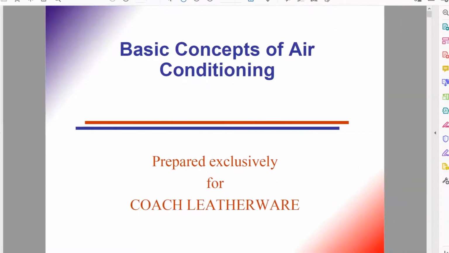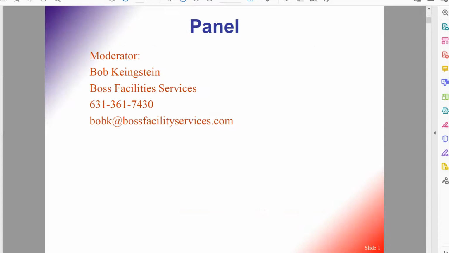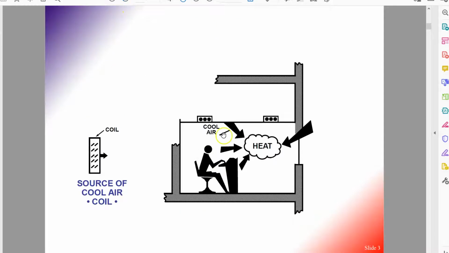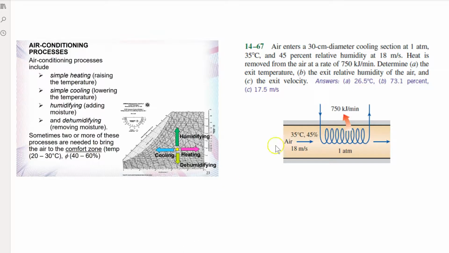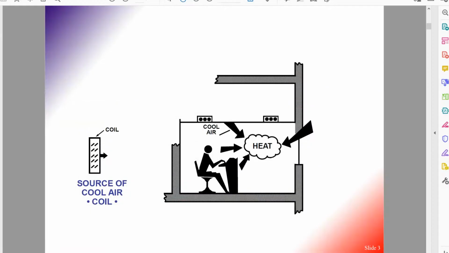Alright, let's have a look at this slide share. Alright, so you are doing your work in here, right? So heat is coming through from the window, and this is the cool air which is going to supply. So you will have a source of cool air over here, and this is what we plan to calculate from your example over here, right?